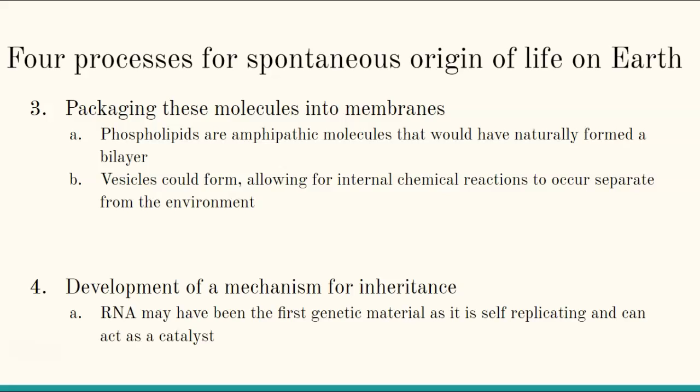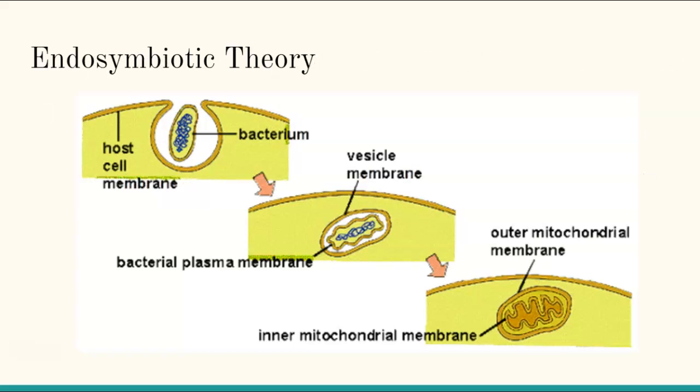So from there, then we have the development of a mechanism for inheritance, which we think the first genetic material was RNA because it's self-replicating and it can act as a catalyst. So it can replicate itself, it can be passed on without the help of anything else, like a ribosome, and it can act as a catalyst to jumpstart chemical reactions. So from this crazy idea of, well, where did the first cell come from? Well, this is how they think the first cell became the first cell.